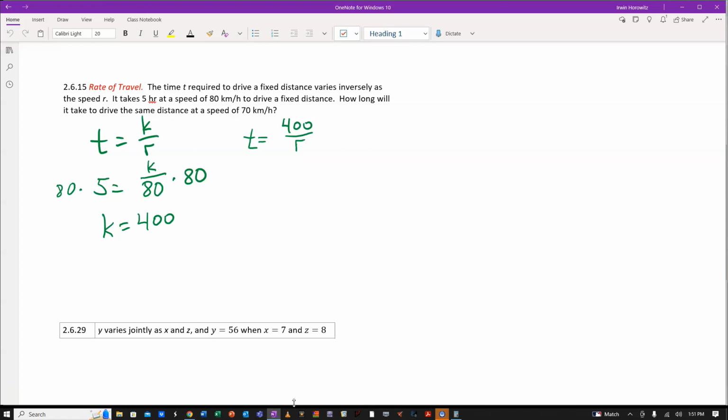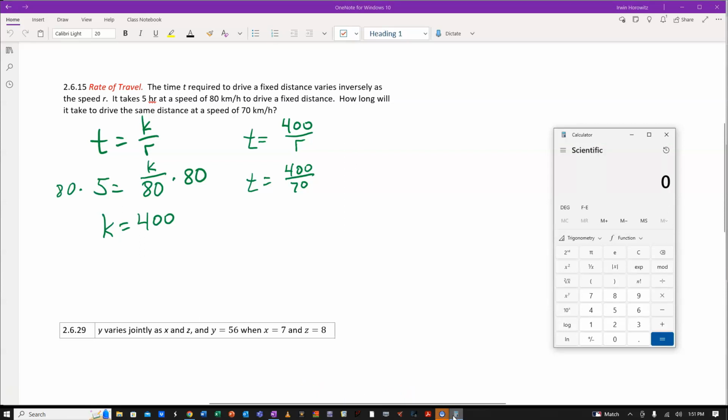And we can use this equation to answer the question of how long it will take to drive the distance at a speed of 70 kilometers per hour. So we substitute 70 in. We get t equals 400 divided by 70. This one we'll use a calculator for, so 400 divided by 70 will give us about 5.7 hours. And that would be our answer.